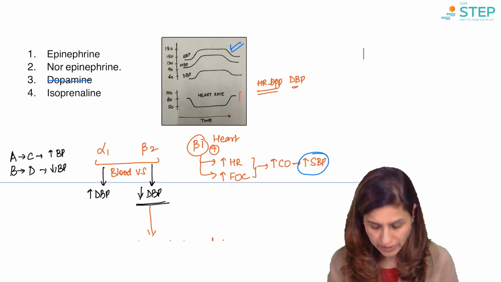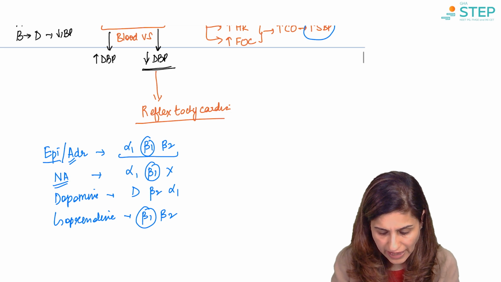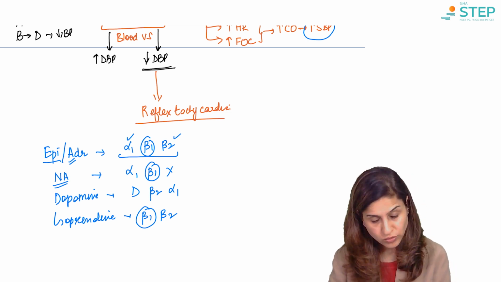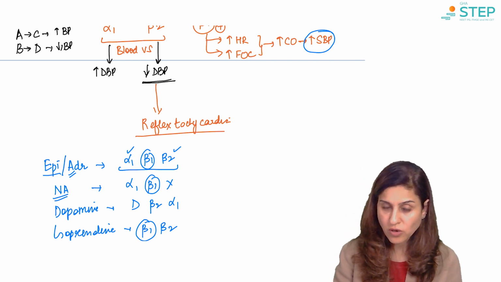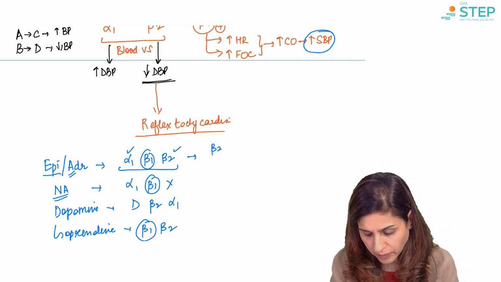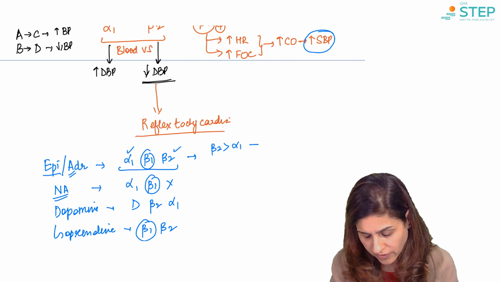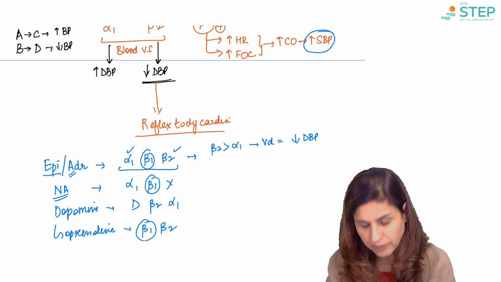Let's go to the diastolic. Now, adrenaline acts on alpha 1 as well as beta 2. Alpha 1 is causing the vasoconstrictive effect. Beta 2 is causing the dilatory effect. But the beta 2 effect predominates as compared to the alpha 1. So there is vasodilatation and therefore there is decrease in the diastolic blood pressure.